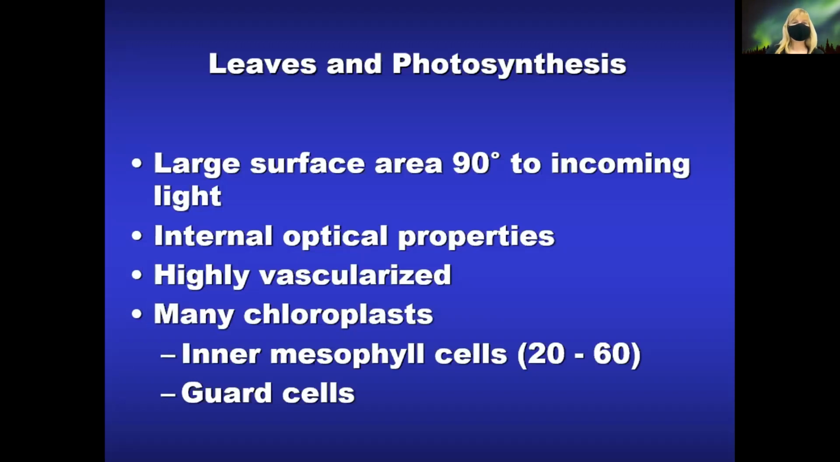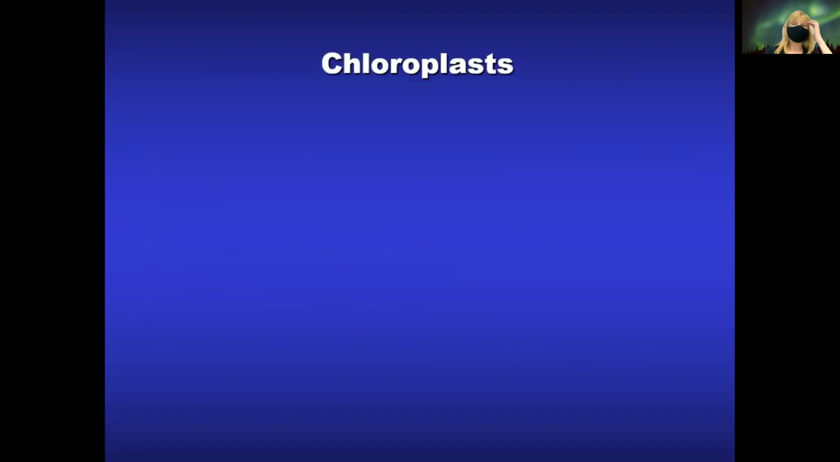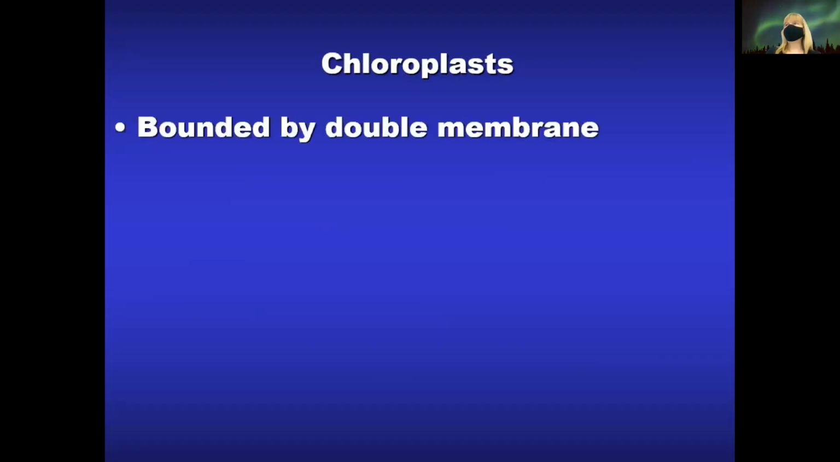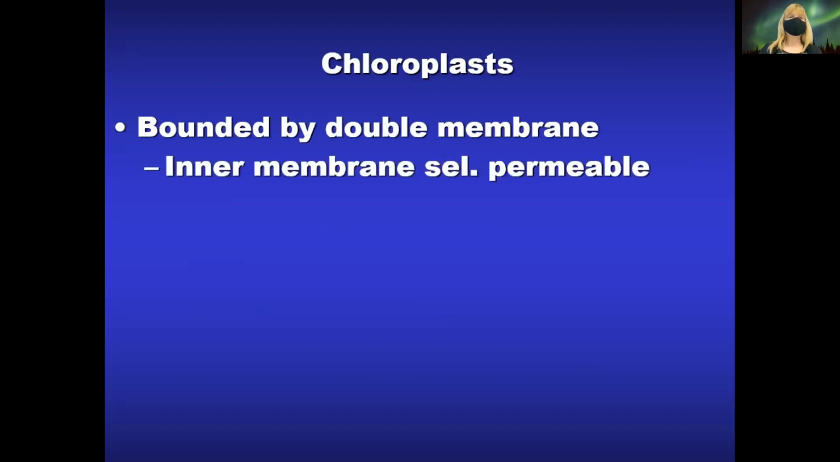And so we're going to be zooming into the chloroplasts, of course, because that's where both the light reactions and the biochemical reactions are taking place. So this is just a refresher to get the right neurons firing. The chloroplast is bounded by that double membrane. So there's an outer membrane and inner membrane. The inner membrane is a little bit more selective than the outer membrane.